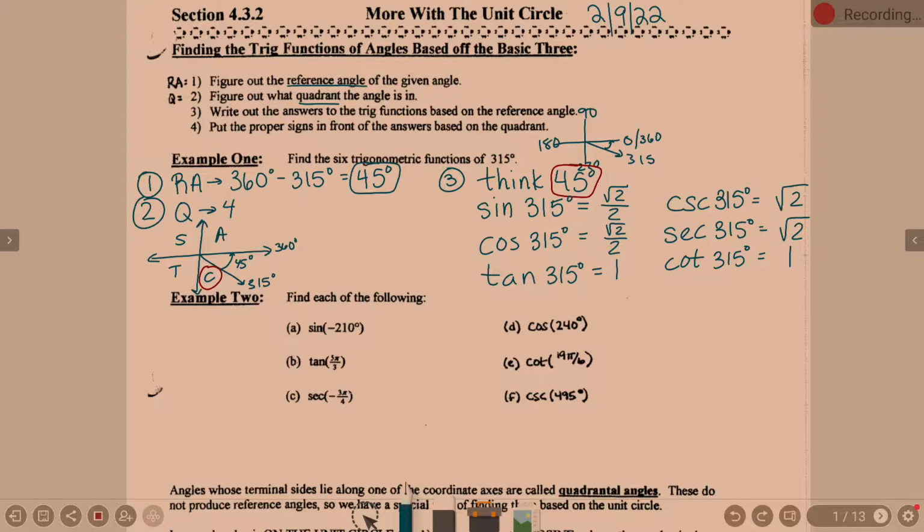Now, that was officially step 3. We still officially have a step 4. Technically, these aren't the final answers. We're not quite there. Step 4: put the proper signs in front of the answers based on the quadrant. We already talked about this. What quadrant are we in? We are in C, cosine.